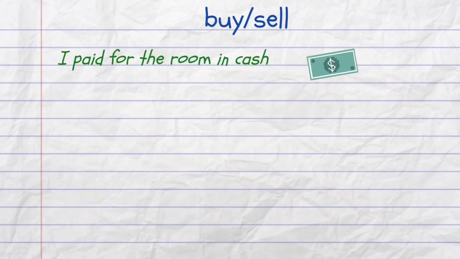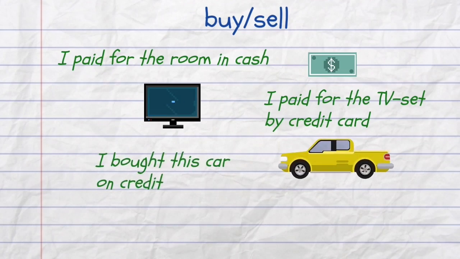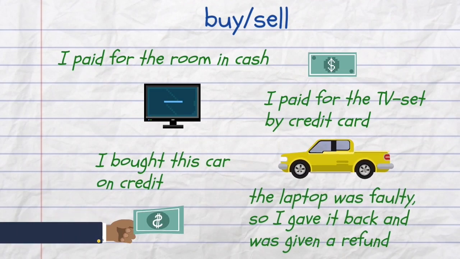For example, I paid for the room in cash. I paid for the TV set by credit card. I bought this car on credit. The laptop was faulty, so I gave it back and was given a refund.